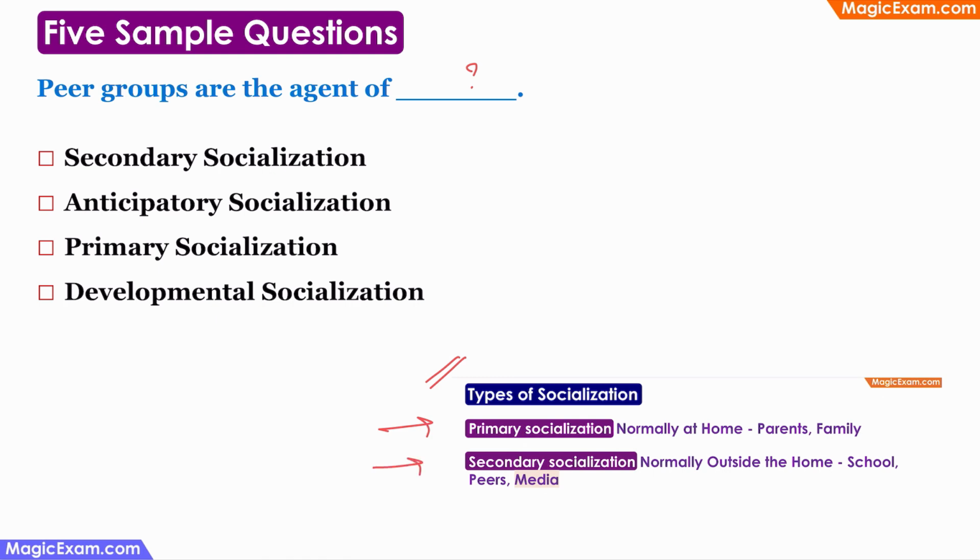Primary socialization is where it happens at home, and the main sources of primary socialization are parents and family. And secondary socialization happens outside the home, which is where the child starts to interact with peers, with his or her classmates in school, and the media as well. Therefore, here we are being asked, peer groups are the agent of which type of socialization? So peer groups come under secondary socialization, that is peers. Therefore, the correct answer is option 1, that is secondary socialization.